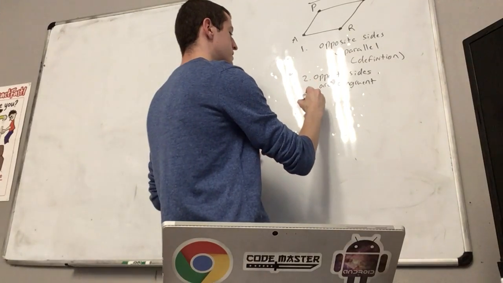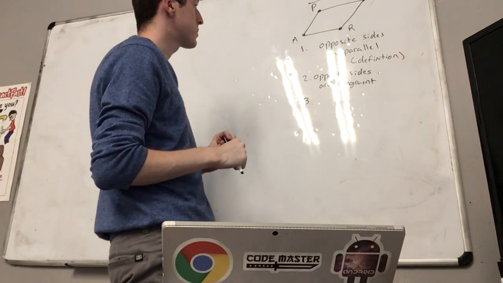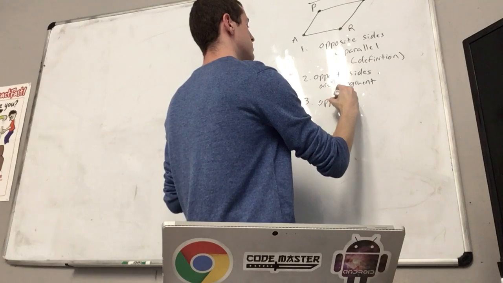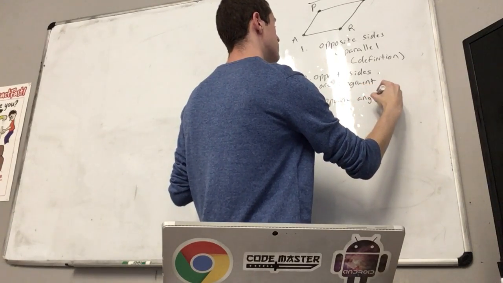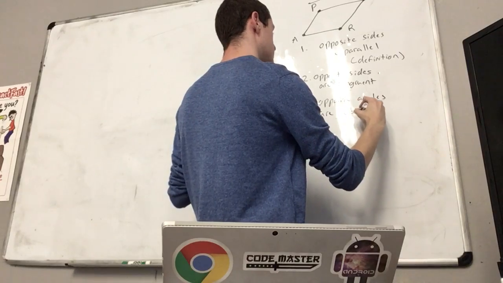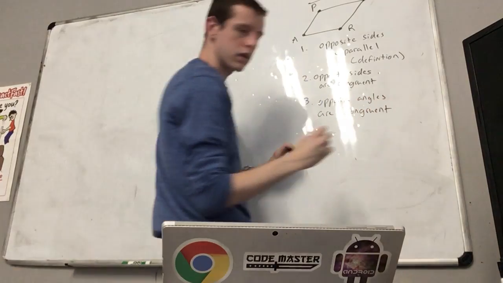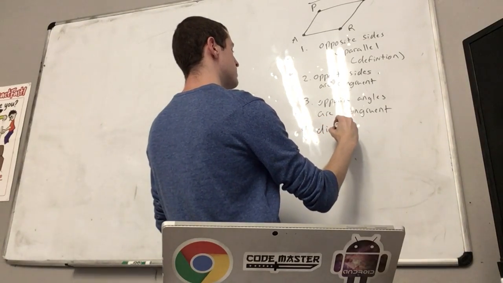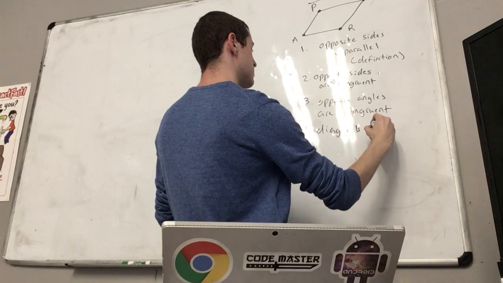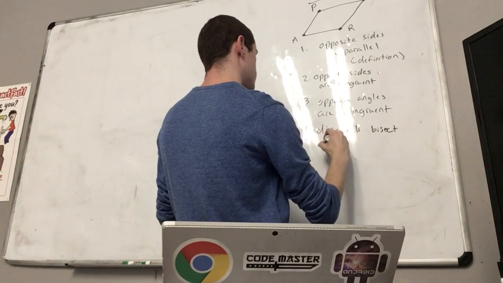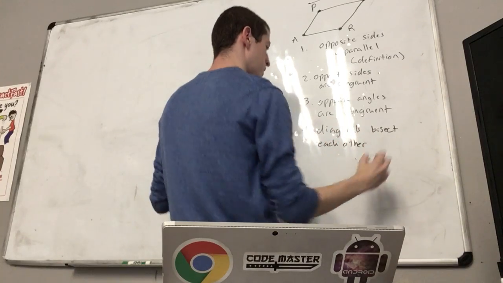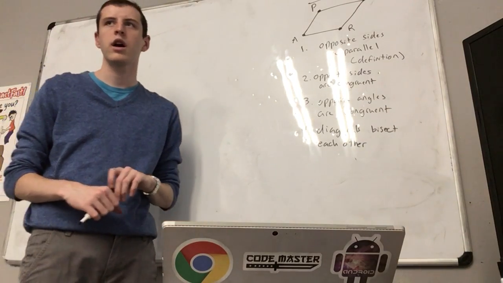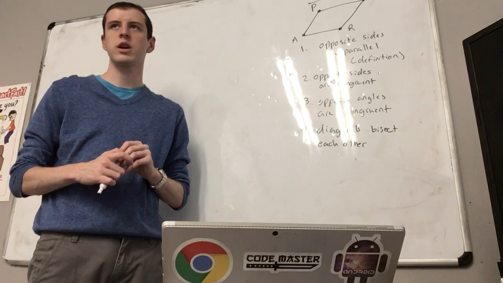Then the opposite angles are congruent because the opposite sides are. Okay, then the diagonals bisect each other. And these can all be proved. And then, any pair of consecutive angles are supplementary.